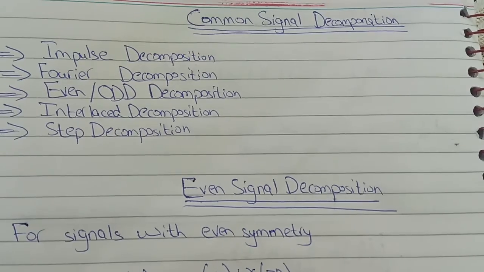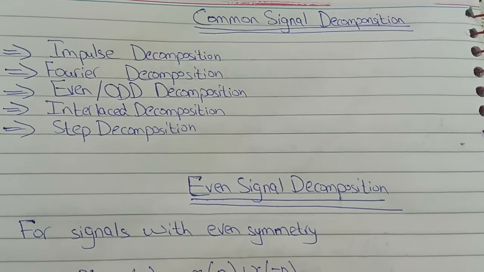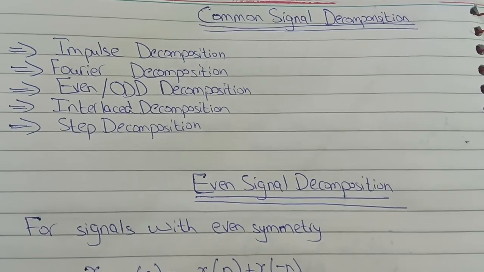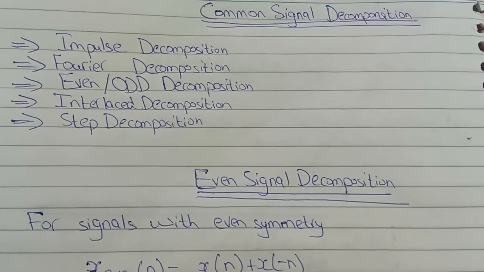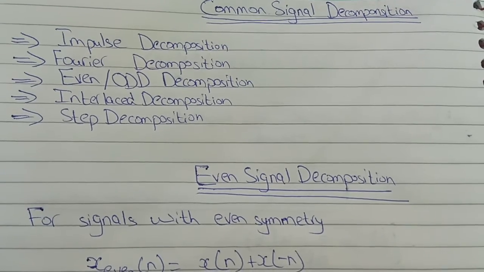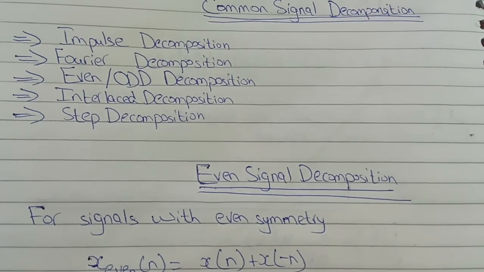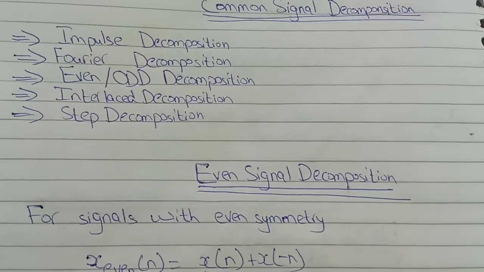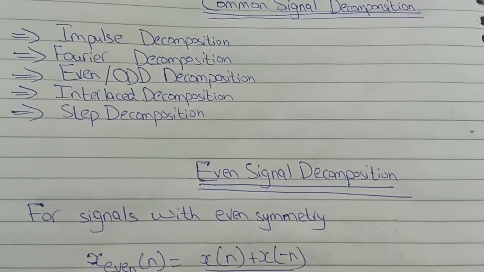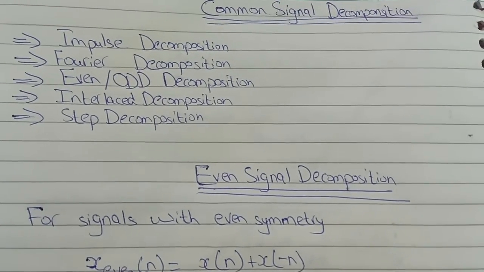First, we will see some of the names of common signal decompositions. First is impulse decomposition, second is Fourier decomposition, third is even or odd decomposition, fourth is interlaced decomposition, and fifth is step decomposition. Out of all these, the important one is even or odd decomposition.